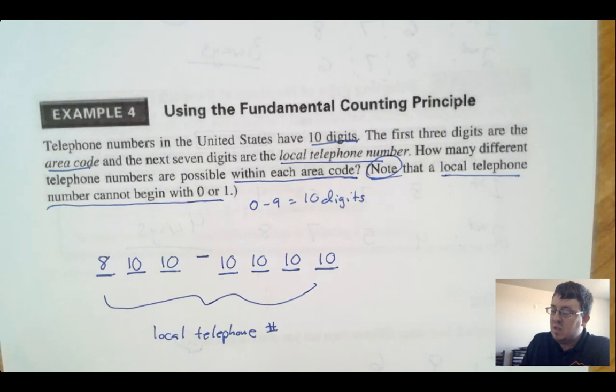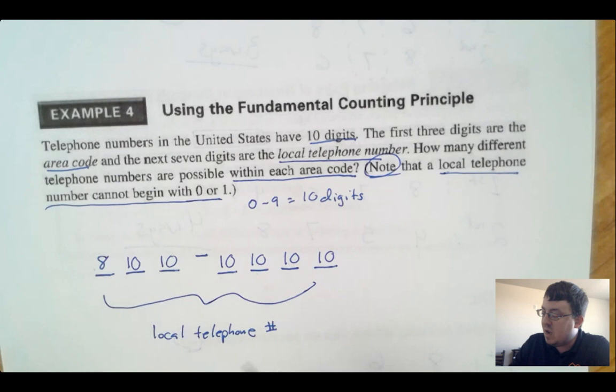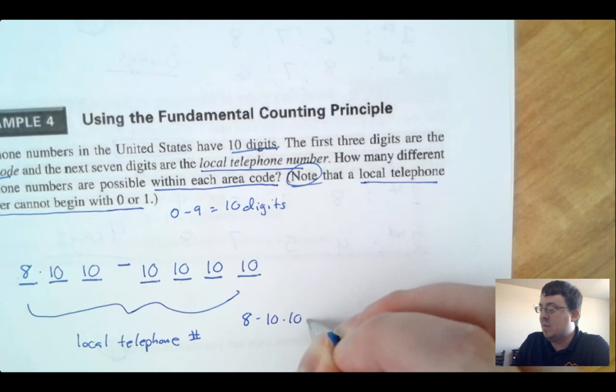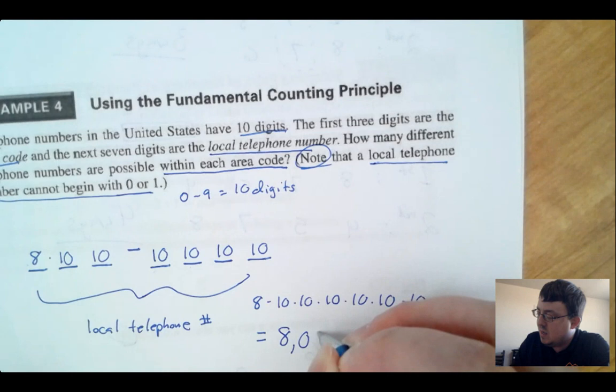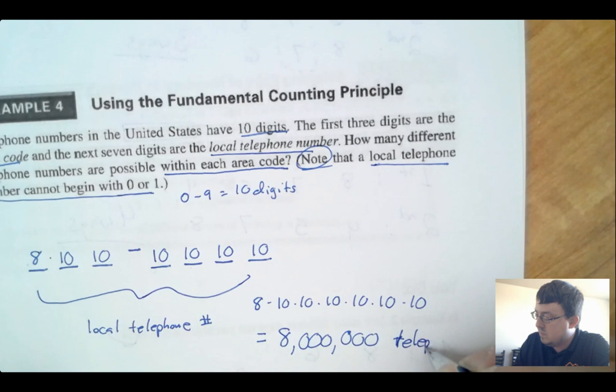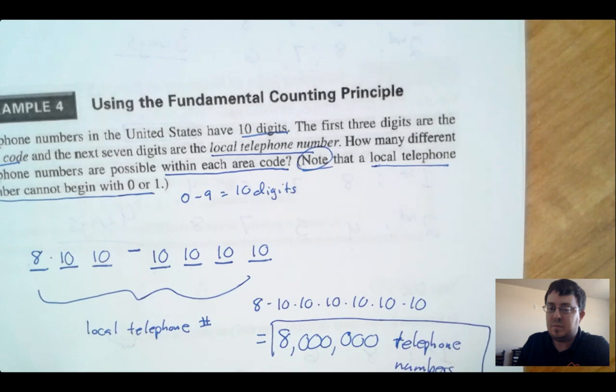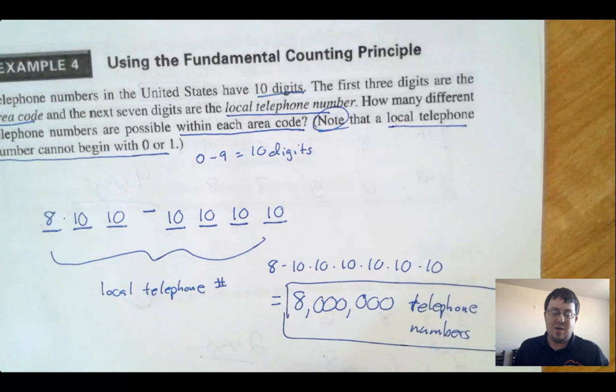If I multiply all these together then, if I take 8 times 10 times 10 times 10 times 10, I'm getting tired, times 10, there's 6 up here, times 10, oh my gosh, so many 10s, I get 8 times 10 to the 6th, or 8 million different telephone numbers. Whew, that's a lot of telephone numbers. So it's 8 million different numbers. Hopefully there's less than 8 million people in a certain area code, otherwise they're out of luck in order to get a unique telephone number.